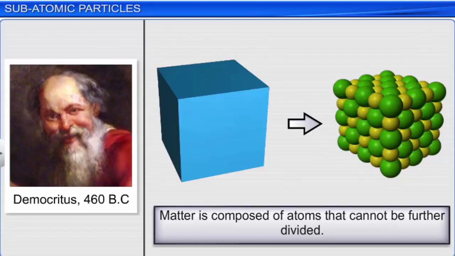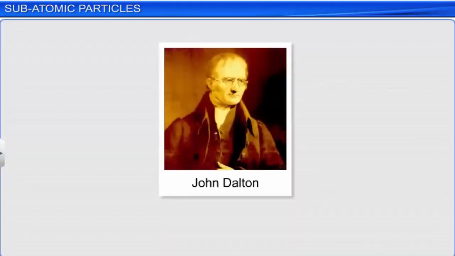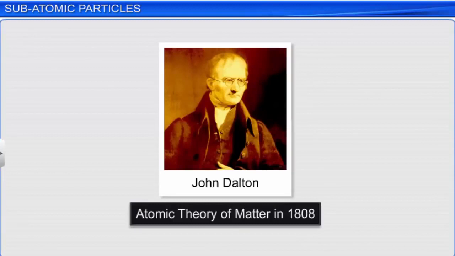However, due to the lack of scientific evidence, Democritus's ideas were considered mere speculations and ignored for 2000 years until John Dalton proposed the atomic theory of matter in 1808. Dalton proposed that atom is the ultimate particle of matter. This theory is called Dalton's atomic theory.